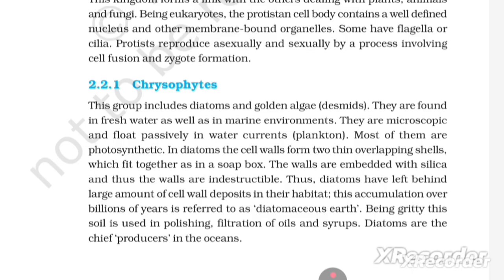In diatoms, the cell wall forms two thin overlapping shells which fit together like a soap box. The walls are embedded with silica and thus the walls are indestructible. Thus, diatoms have left behind a large amount of cell wall deposits in their habitat. This accumulation over billions of years is referred to as diatomaceous earth. Being gritty, this soil is used in polishing and filtration of oil and syrup. Diatoms are the chief producers in the ocean.